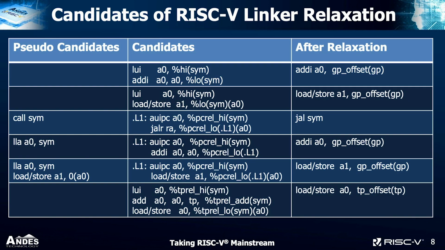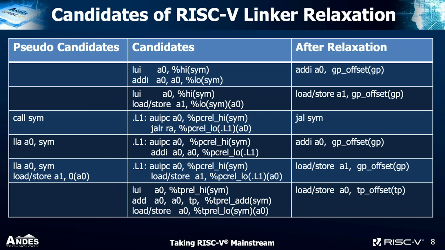The table lists all the instruction patterns of RISC-V linker relaxation. The middle column shows the candidates. The right column shows the result after relaxation. If the target supports the C extension, the patterns can relax to C extension instructions. The compiler by default will generate pseudo instructions for the patterns that contain AUIPC, because AUIPC has a much more complicated assembly form. The left column shows the pseudo form of the candidates.